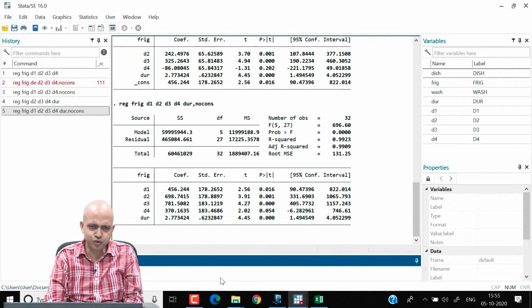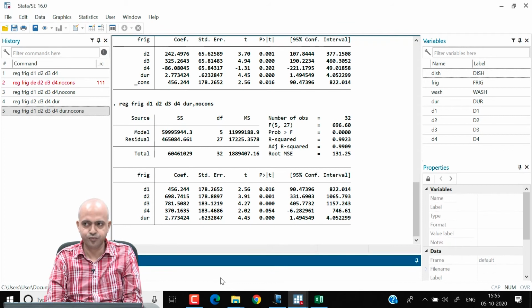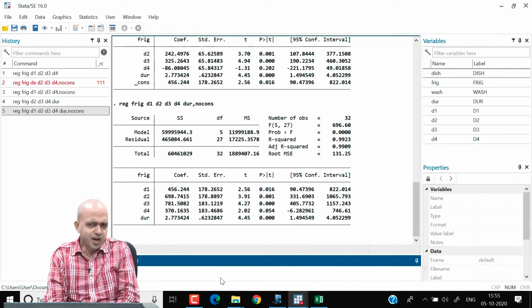That means even if you introduce 4 dummies with no constant, the responsiveness of your refrigerator sales with respect to durable expenditure is almost the same, 2.77. Okay, this is how you have to accommodate the seasonal fluctuation in your model. Otherwise, your model may end up giving some spurious regression. Okay, spurious regression.